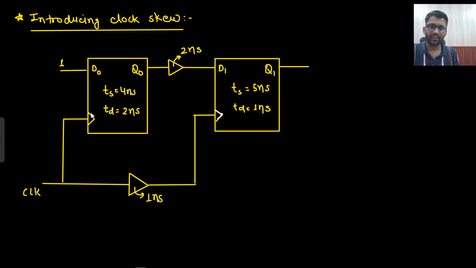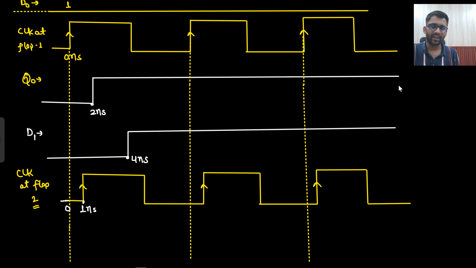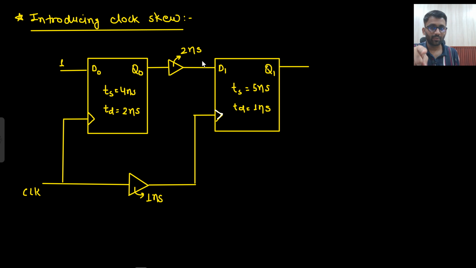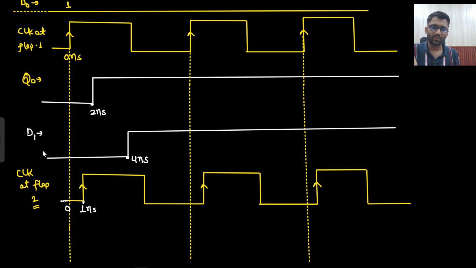But what it will say is that I need a time of 2 nanosecond. So it will be 1 after 2 nanosecond. And at D1 the data will reach at 4 nanosecond because 2 nanosecond more delay is there. So it will reach here at 4 nanosecond.